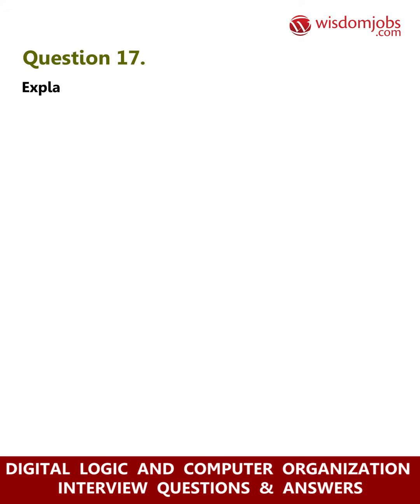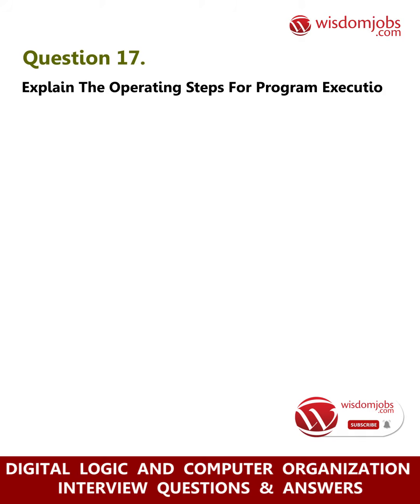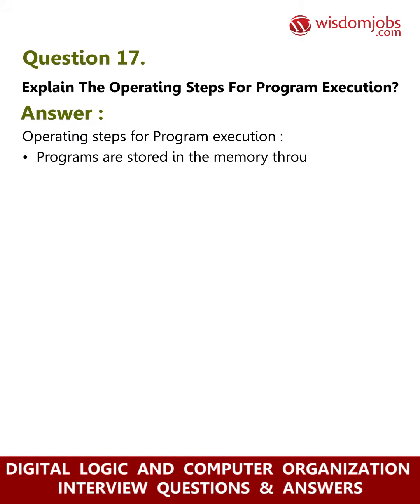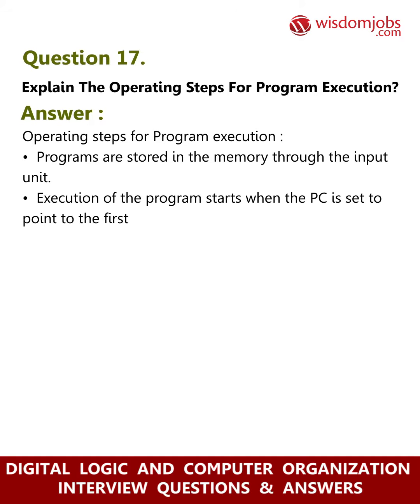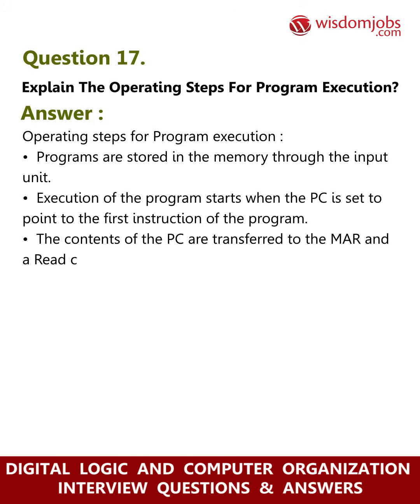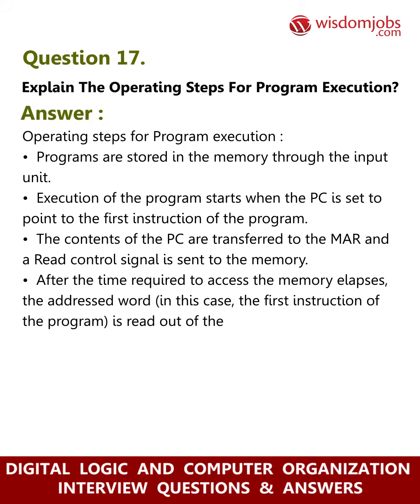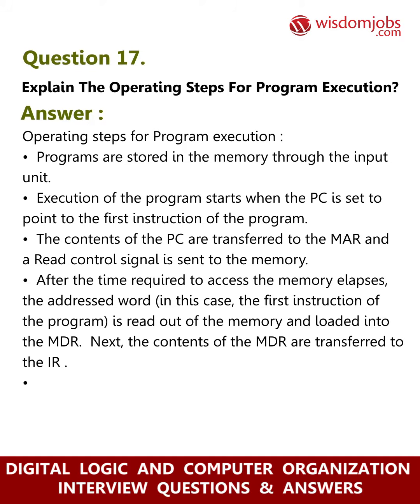Question 17. Explain the operating steps for program execution. Answer. Programs are stored in the memory through the input unit. Execution of the program starts when the PC is set to point to the first instruction of the program. The contents of the PC are transferred to the MAR and a read control signal is sent to the memory. After the time required to access the memory elapses, the addressed word, in this case the first instruction of the program, is read out of the memory and loaded into the MDR. Next, the contents of the MDR are transferred to the IR. At this point, the instruction is ready to be decoded and executed.